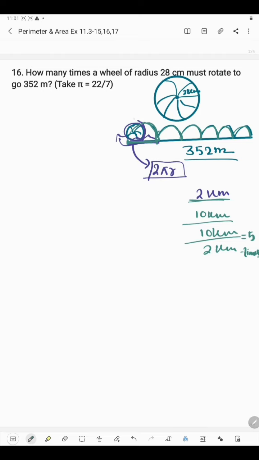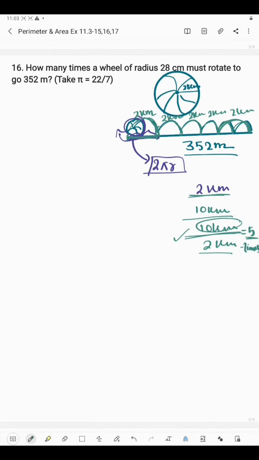Even in one rotation, if it covers 2 km, then 2 km, here also 2 km, and suppose this is again one rotation, here also 2 km. So in this way we will get 10 km. So we divide the total distance by the distance covered in one rotation to find how many times a wheel will rotate. That means we need to find the distance covered in one rotation.